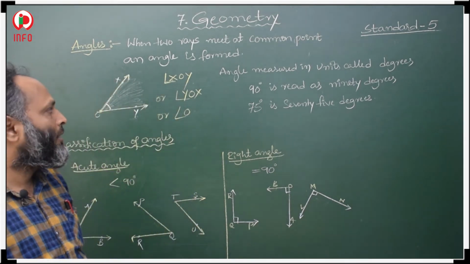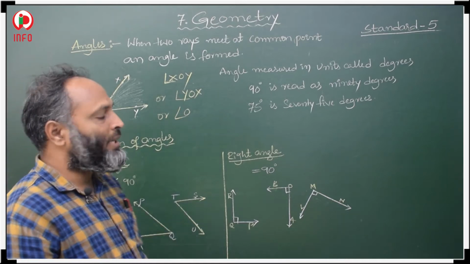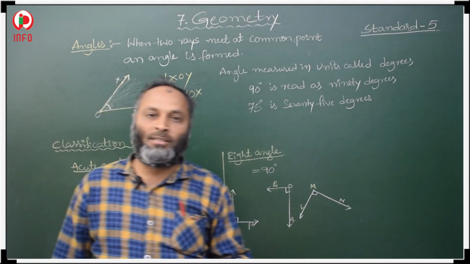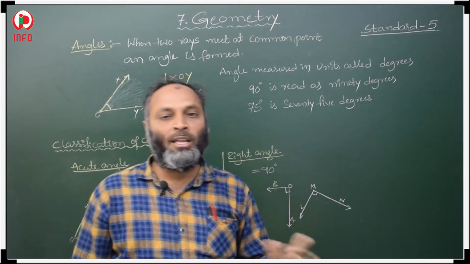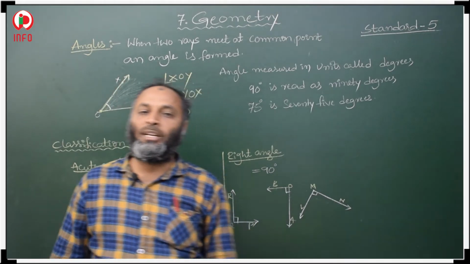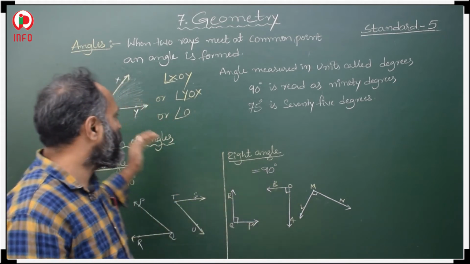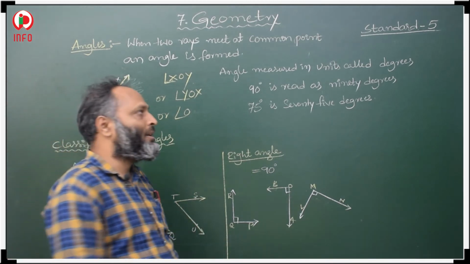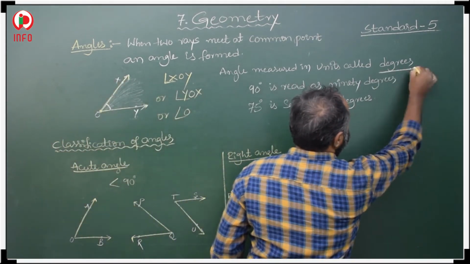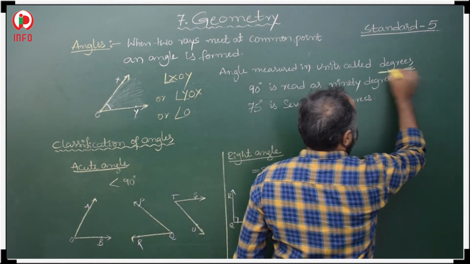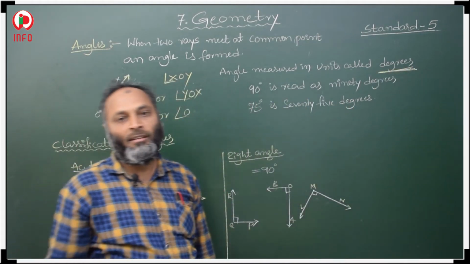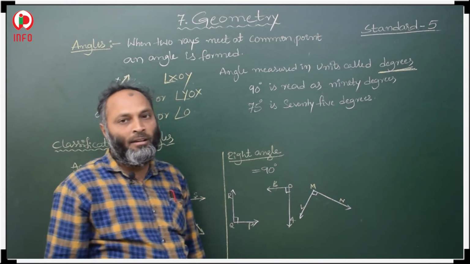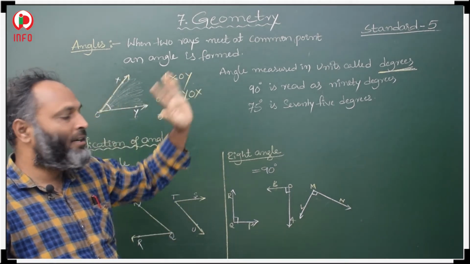Now, angles are measured in units. Like weight is measured in kilograms, liquid in liters, and distance in centimeters, meters, kilometers. All have some units. In the same way, for measuring angles we have a unit. Angle is always measured in degrees. Temperature is also measured in degrees, Celsius, Fahrenheit, and Kelvin, but angles are measured in degrees.